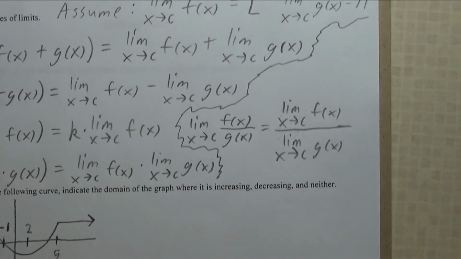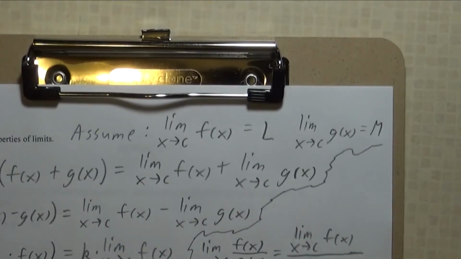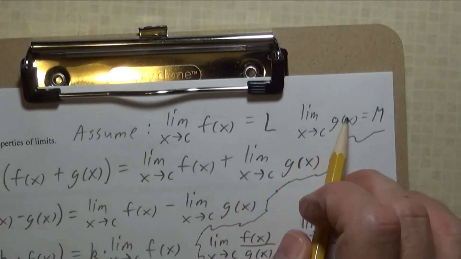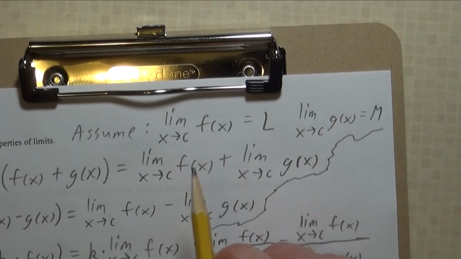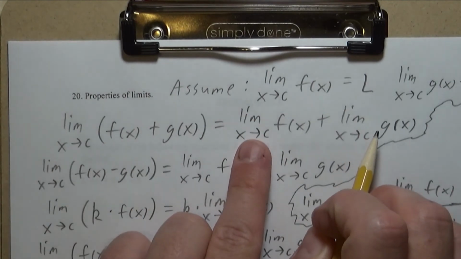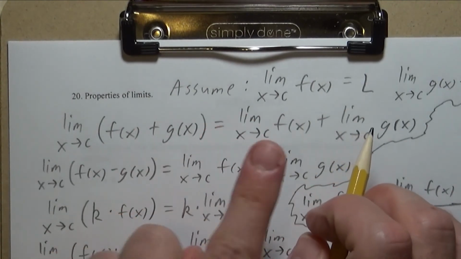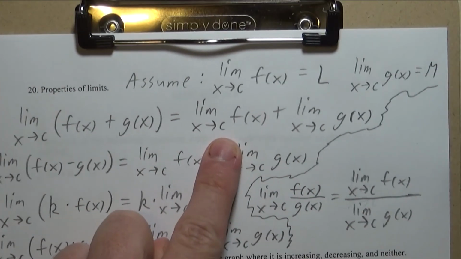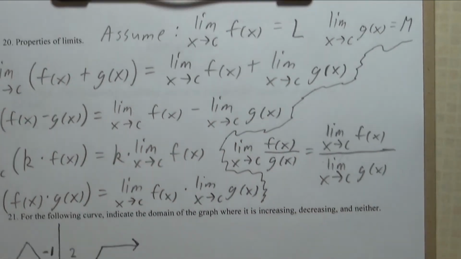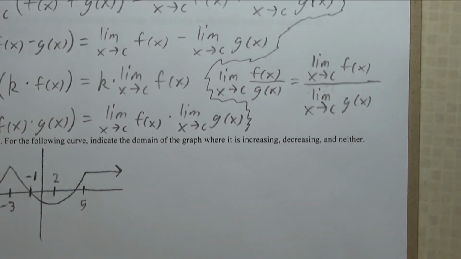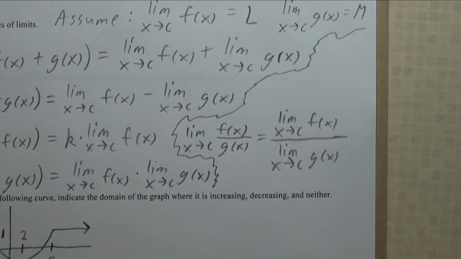There it is. What I'm not doing, and I should be doing, but I don't have the room, is replacing this with M and this with L. So this right here is L and this is M. I just don't have the room. Two more, which I hopefully have room for.